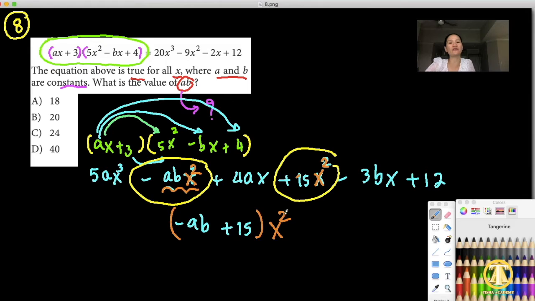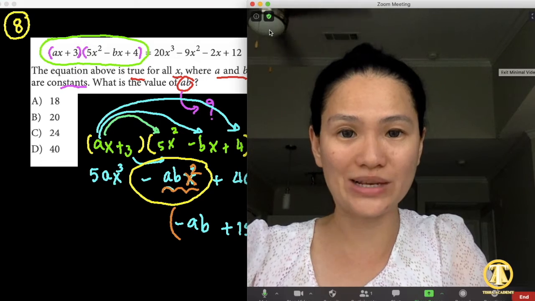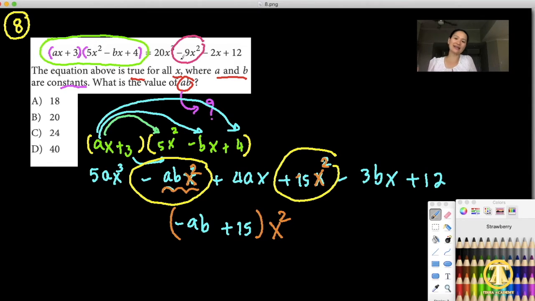I just want to focus on the term x squared. You know why? Because they said that it's equal to something, a lot of information. We don't need to calculate all of this. We just calculate the term of x squared. And then from here, I know that our term negative ab plus 15 times x squared equals negative 9x squared.